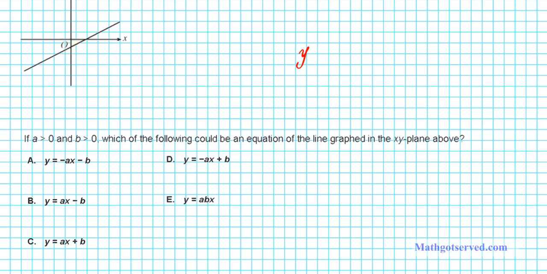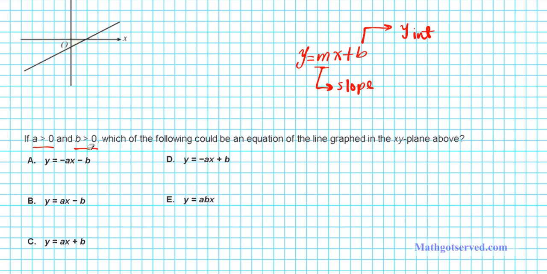So if you have y equals mx plus b, m is the slope, and b is the y-intercept. Okay? The reason why I chose this form is because it is consistent with 4 options that we have here. Now let's take a look at the problem. It says if a is greater than 0 and b is greater than 0, which of the following could be an equation of the line graphed in the xy plane above.